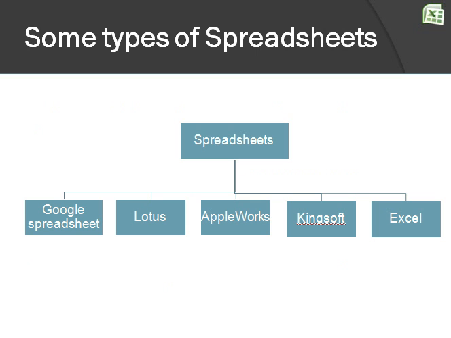There are a number of spreadsheets out there. They include Google Spreadsheet, Lotus, AppleWorks, Kingsoft, and Excel. Excel is by far the most popular spreadsheet in the market. We've got Excel 2002, Excel 2003, Excel 2007, Excel 2010, and Excel 2013. Most organizations that I have come across run either Excel 2003 or Excel 2007.